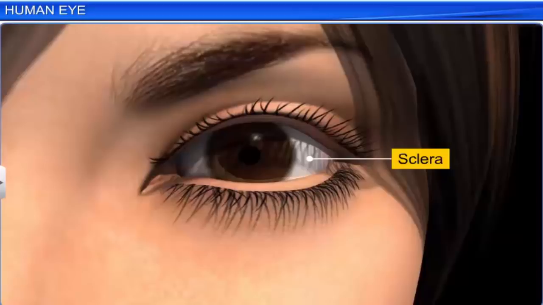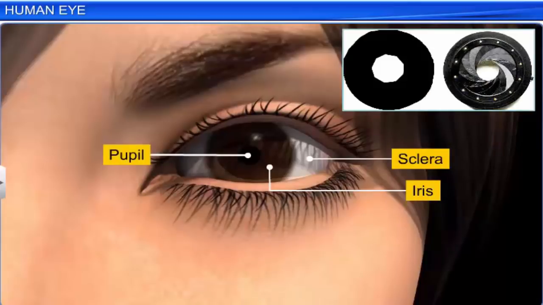The circular colored part is called the iris. The color of the eye is determined by the color of the iris. The central transparent area of the iris is called the pupil. The iris works like the shutter of a camera. It absorbs most of the light that falls on it and allows a part of it to pass through the pupil. The amount of light that enters the inner parts of the eye depends on the size of the pupil, which is controlled by the muscles present in the iris.